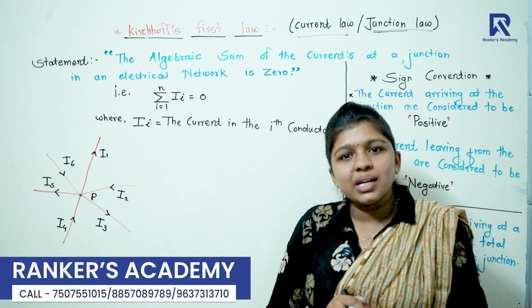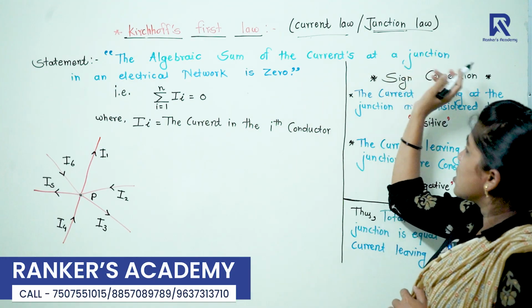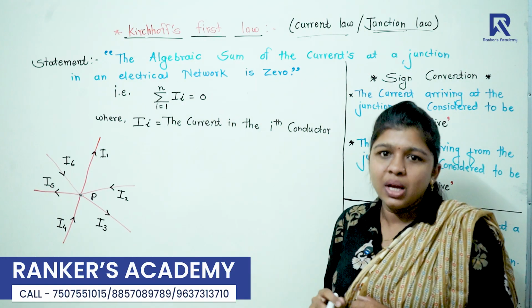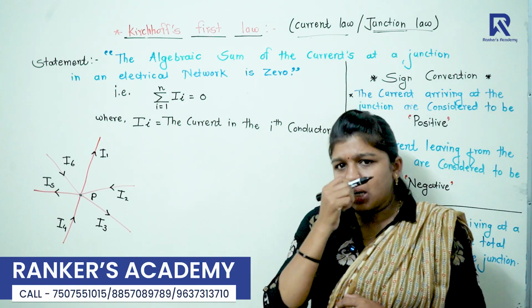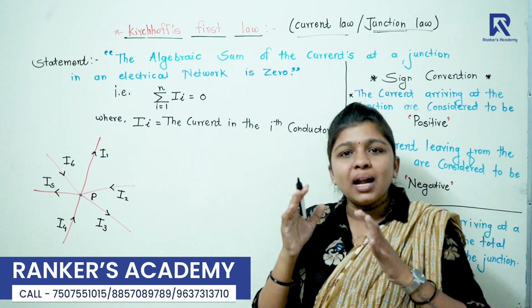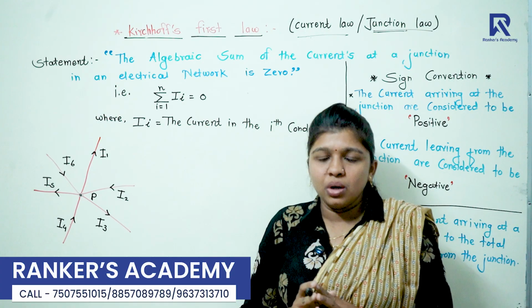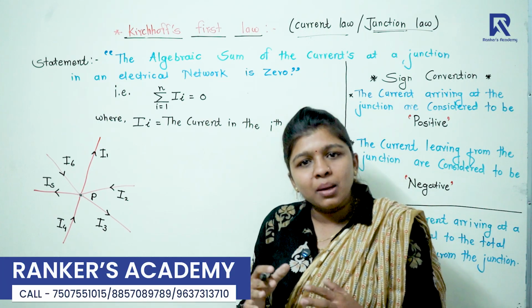Kirchhoff's first law states that the algebraic sum of all the currents at a junction is equal to 0. In any electrical network, consider any simplified electrical network, the total current at that particular point, which is called a junction, is equal to 0. So how can we write it in mathematical form?